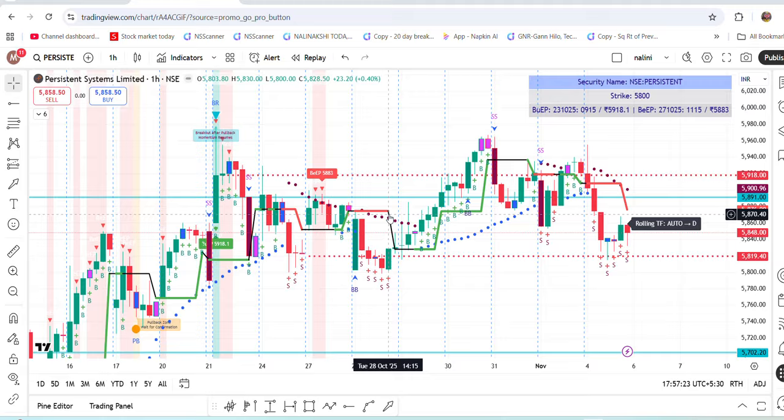With the help of my indicator, EP, Episodic Pivot, on the option reflection on the underlying, let us understand the process, what has happened in the market. It indicates clearly in the Persistent Systems. I've taken Persistent Systems as an example, with clear signs of distribution.